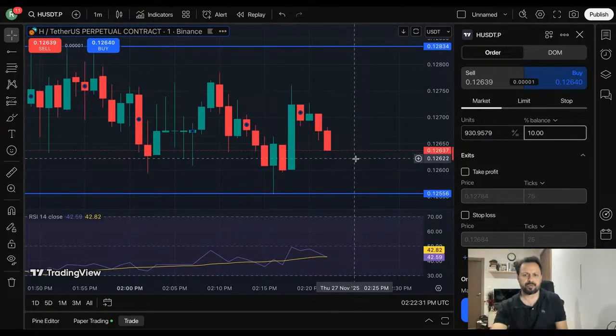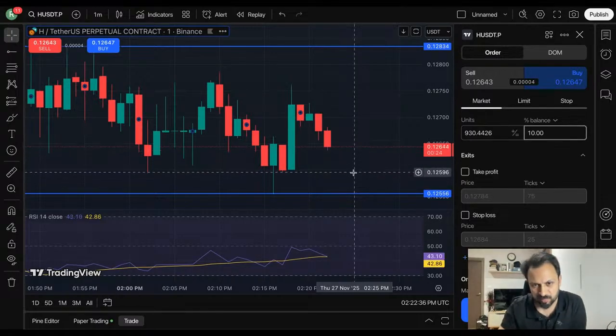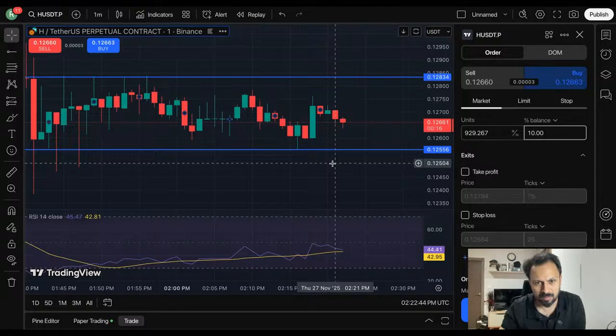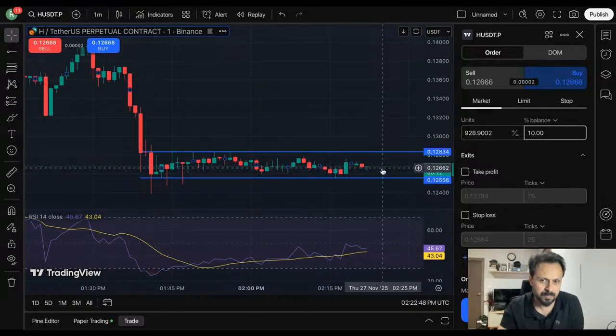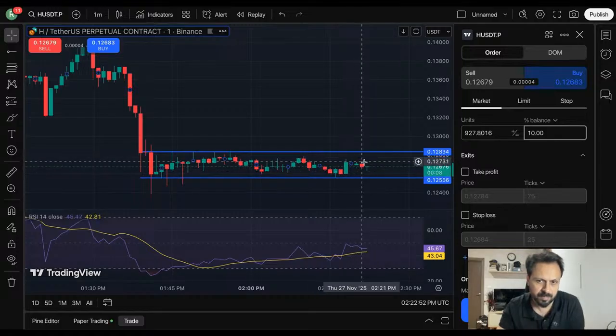Okay, now we can take the trade from this position. If it hits this position, we can get into this trade and perform a long position. It comes up and down.